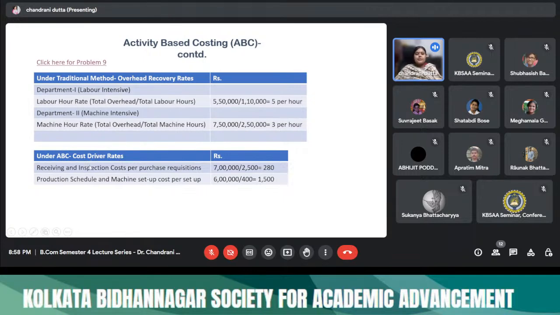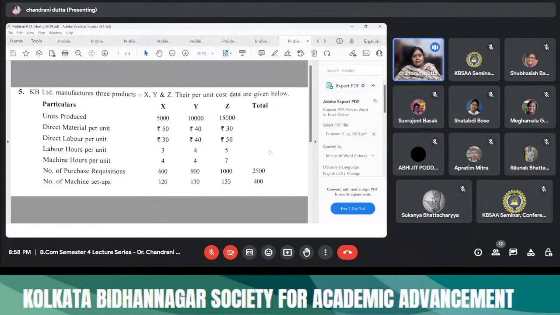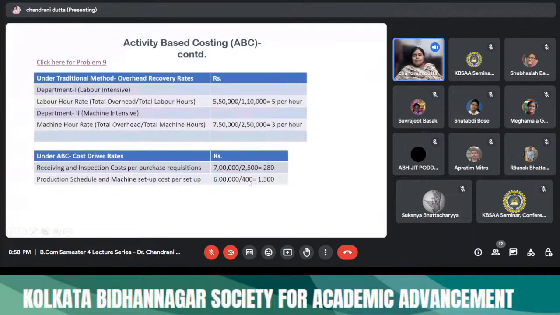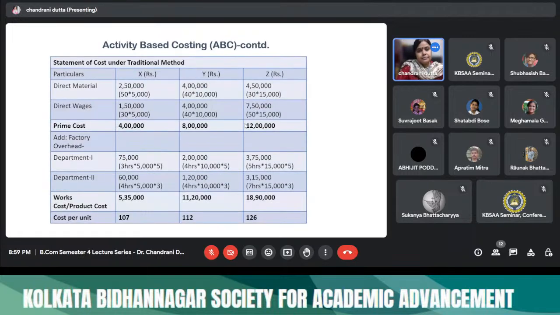So, cost driver rates: receiving and inspection cost per purchase requisition. If you go to the problem once more, 7 lakh divided by 2500, and the other one was 6 lakh by 400. So, production schedule and machine setup cost per setup. So, cost driver rates 280 and 1500. Clear? So the recovery rates are ready with us. So now we'll proceed with the calculation of product cost. First we'll take up the traditional. So statement of cost under traditional method.